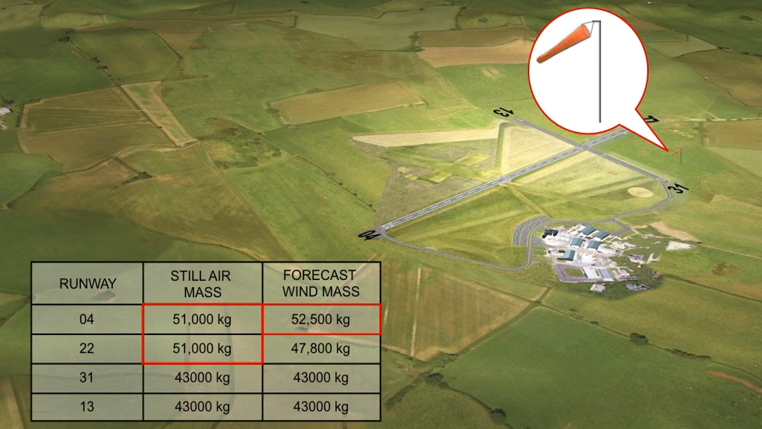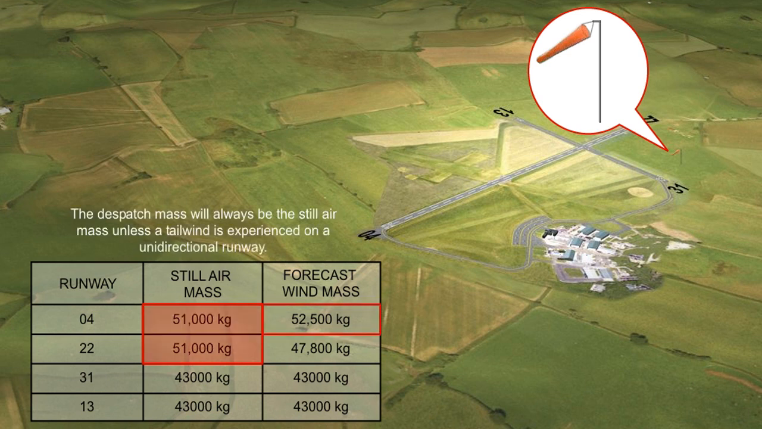The way to simplify the dispatch rule is to always consider the greatest mass in still air and the greatest mass in the forecast wind conditions, and, of the two, take the lesser mass as the dispatch mass. Of the two, it is the still air mass that is usually the lesser mass, as shown in our example. The exception is when there is a tailwind on a unidirectional runway. A unidirectional runway is a runway whose direction for takeoff and landing is fixed in one direction, and in this case, the maximum landing mass in the tailwind will be less than the maximum landing mass in still air.